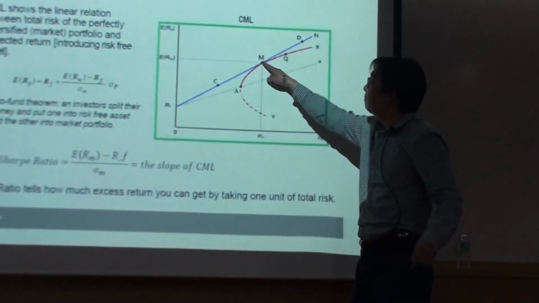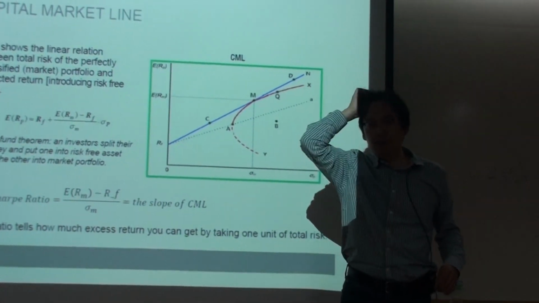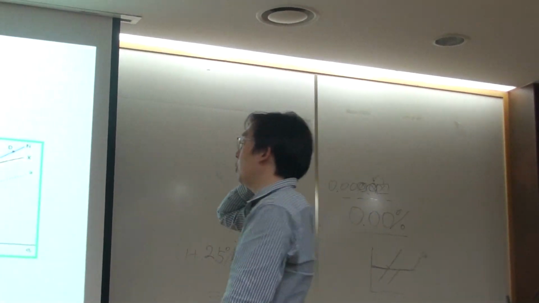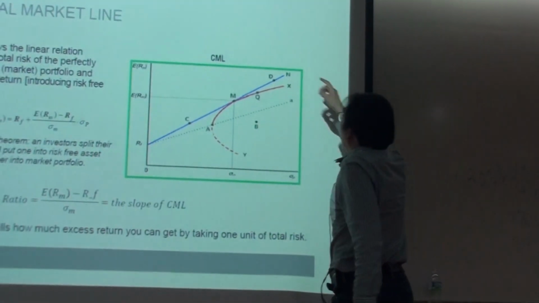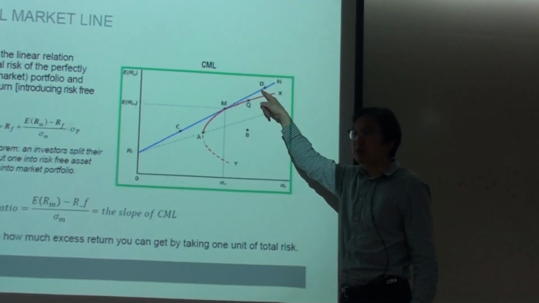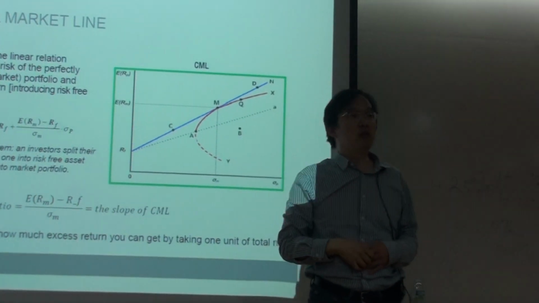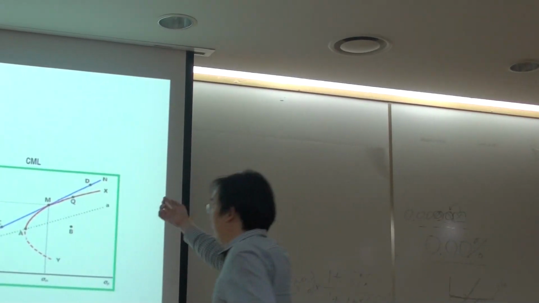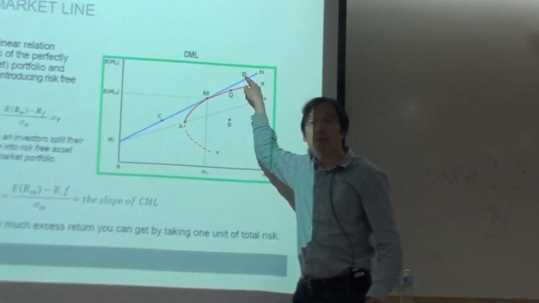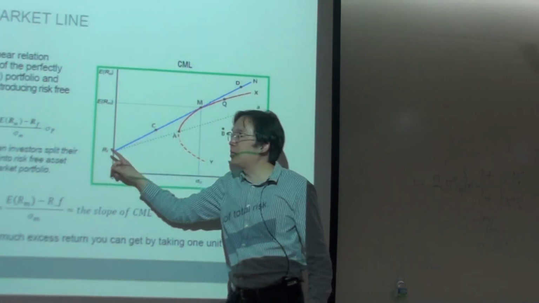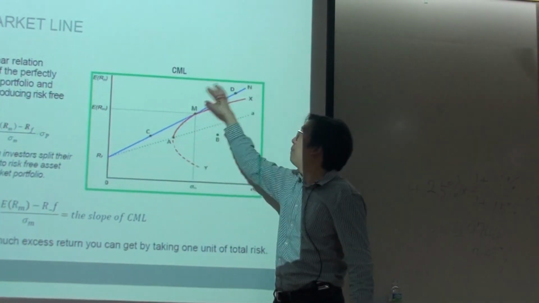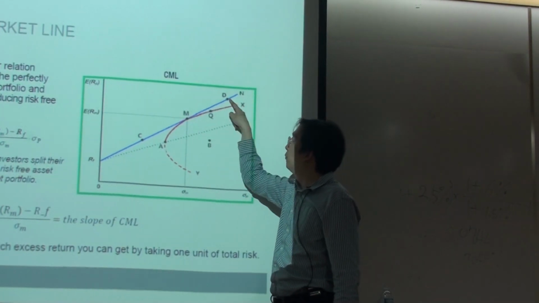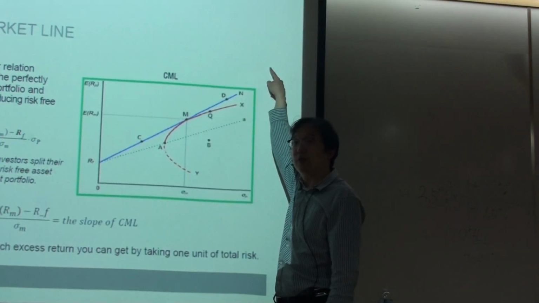The point M is the case when you invest all your money into the market portfolio of risky assets. Point D shows when you invest in the market portfolio with borrowed money. It's a leveraged position. If you can borrow at the risk-free rate and put all that borrowed money and your own money into this market portfolio, you will be over here or above.